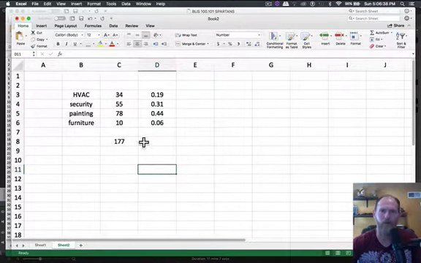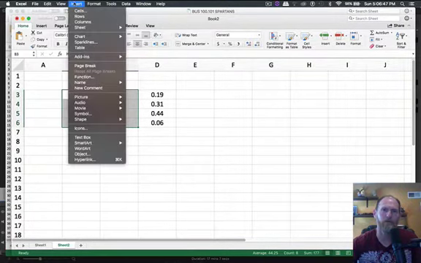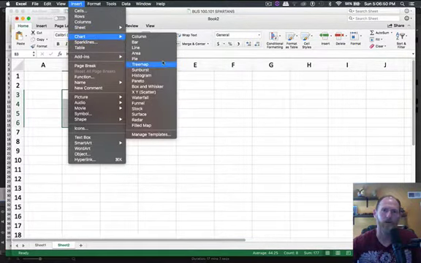So the quick way, we want to establish, grab these two. We could grab all three columns. Doesn't really make a difference. We want to go to Insert, Chart, Pareto.